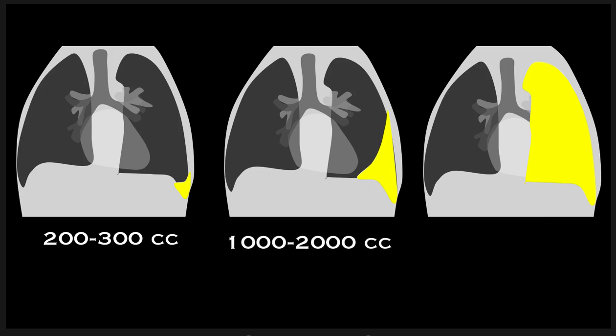When it gets sort of medium sized like this, you can get a liter or two there. And to totally opacify the hemithorax, you need about 5 to 6 liters of fluid. So it goes to show you how much fluid you can stick in that pleural space. 5 liters of fluid is a lot of fluid.